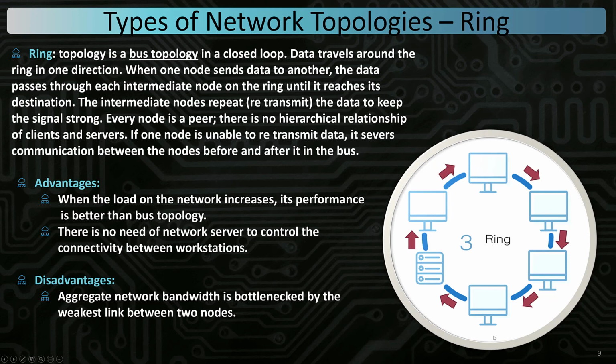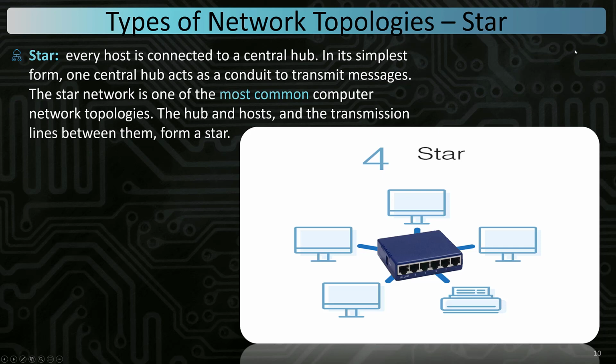Okay, and because we can keep the ring small or not keep the ring small. There is no need for network server control of the connectivity between stations, again, because it's a single flow. We're not having to worry about communications going backwards. The problem with this is it's bottlenecked by the weakest link between two nodes. So again, remember I said, if we have a long connection and the signal degrades, then that becomes a bottleneck and slows down the ring.